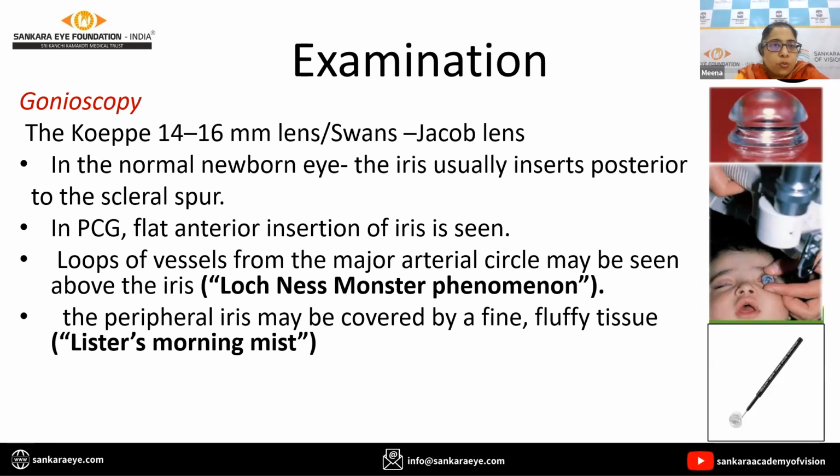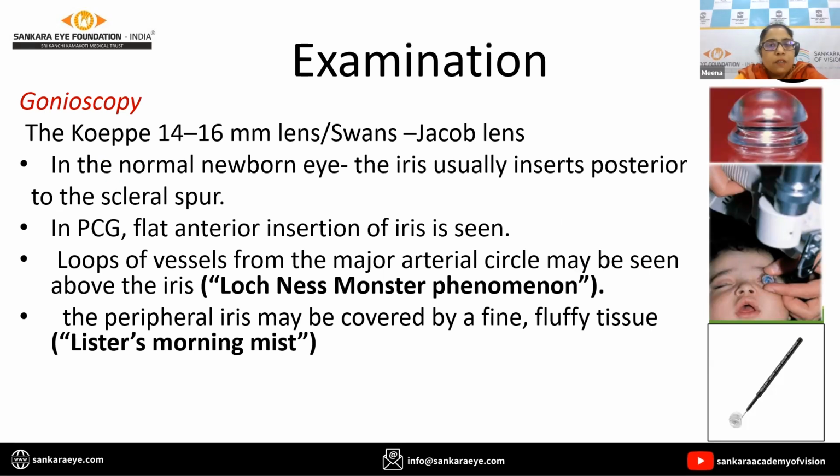Gonioscopy, usually we can do if the baby is under anesthesia, then we can use direct lenses like a Swan-Jacob or a Koeppe lens. In the normal newborn eye, the iris usually inserts posterior to the scleral spur. In cases of primary congenital glaucoma, usually we see a flat insertion of the iris. Then these are some of the terms which are important from an exam perspective.